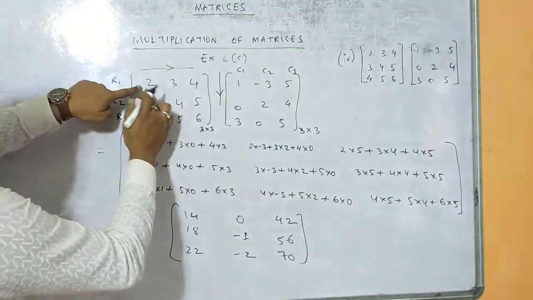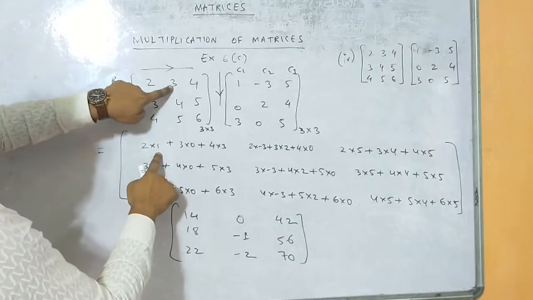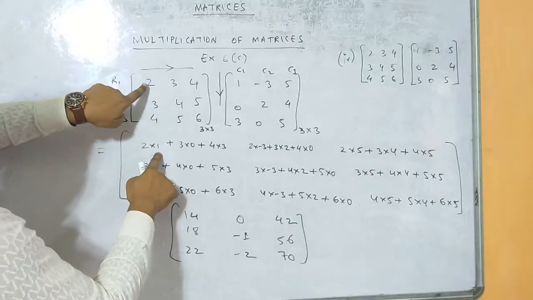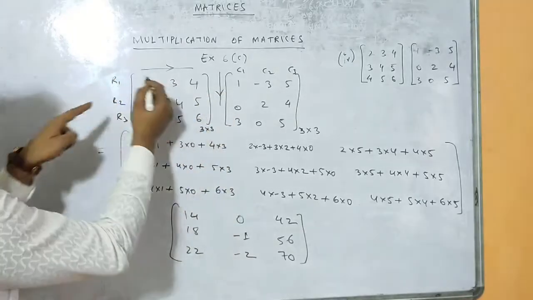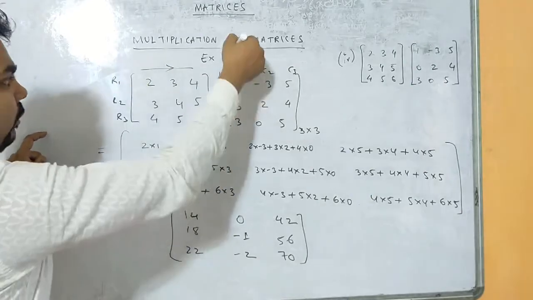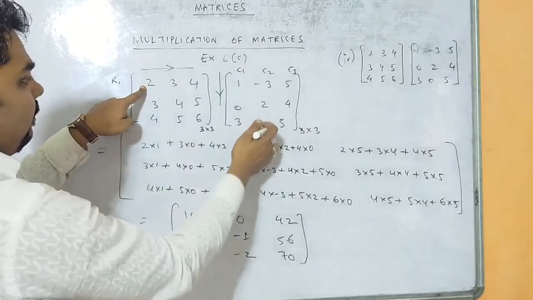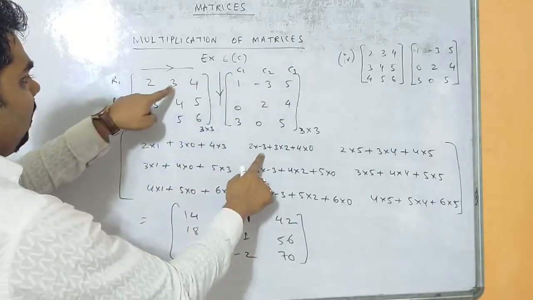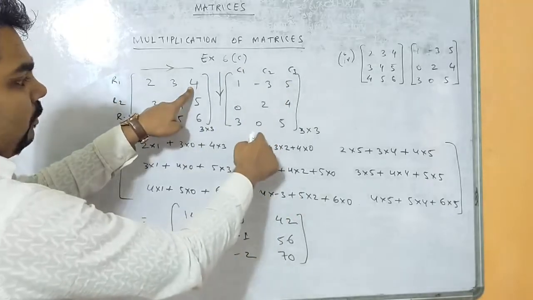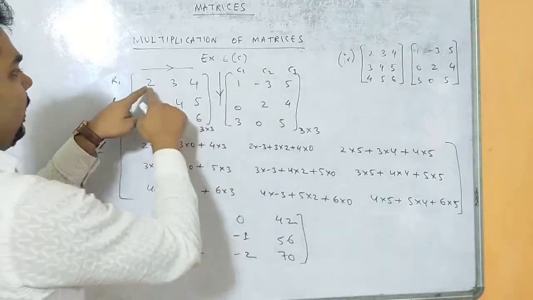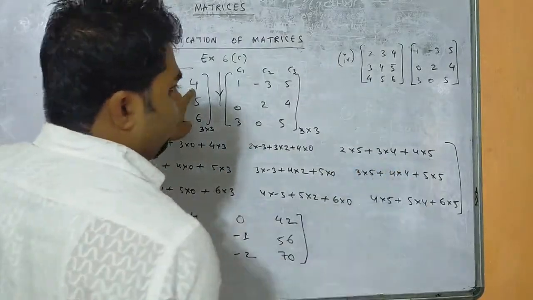So let's see. In row 1 we have 2, element 2 will be multiplied with 1, 2 into 1, plus when you are changing to next column, that is 2 into 1 plus 3 into 0 plus 4 into 3, right? So you see the direction of the arrow. I have multiplied row 1 with column 1 with all the elements. Now next turn, row 1 I need to multiply with column 2, that is 2 into minus 3 plus 3 into 2 plus 4 into 0, right? See, row 1 with column 2. Now next, row 1 with column 3, that is 2 into 5 plus 3 into 4 plus 4 into 5.